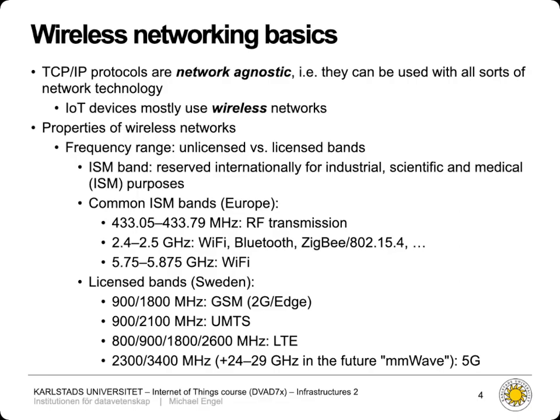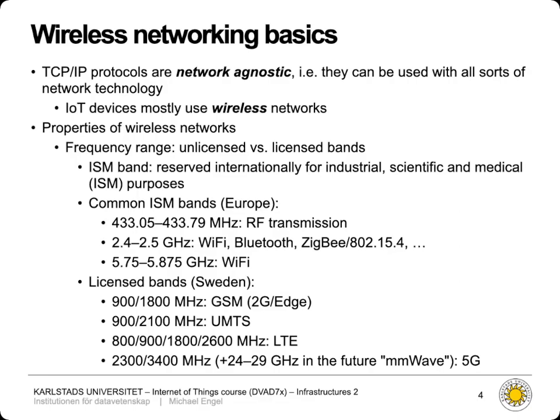So the 2G and Edge, the first real useful digital telephone systems for mobile phones. The 900 megahertz band is reused together with a new band at 2100 megahertz for the UMTS, so 3G. And then we have a number of bands between 800 and 2600 megahertz, which is used for 4G or LTE. And then we have additional features on 5G with even higher frequencies, 2300 to 3400 megahertz for 5G.